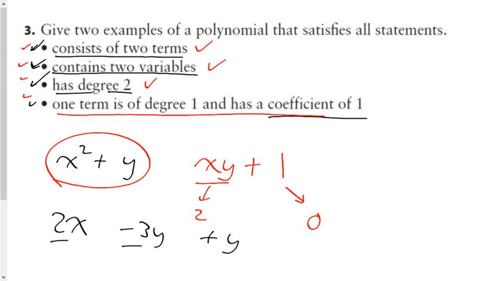But how about x squared plus y squared? Does it have 2 terms? Yes. Does it contain 2 variables? Yes. Does it have a degree of 2? Still does. Does one term have a degree of 1? No, it doesn't. Because that doesn't have it.